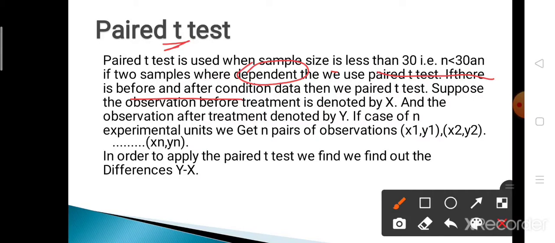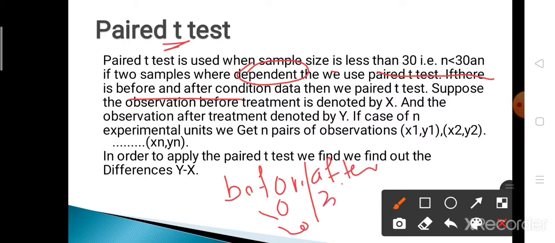Suppose the observation before the treatment is denoted by X. Suppose we are given data like that, before and after, with some values, say 10, 20, 30, 40. So the before observation is denoted by X and the after observation is denoted by Y. In case of n experimental units, we get the pairs of observations x1, y1, x2, y2, up to xn, yn. This one is x1, this one is y1, so this is the pair x1, y1. This is x2, y2, up to xn, yn.